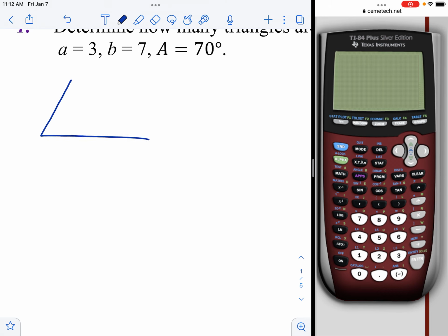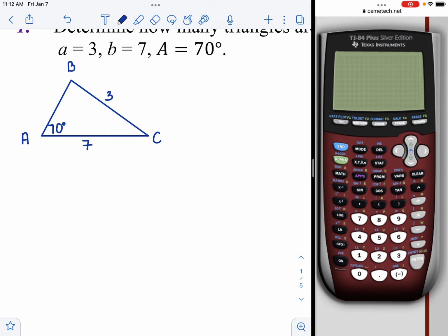sides and an angle. So I'm going to start by drawing a triangle, and you can see that we're always using A, B, C unless otherwise stated. So my angles, angle A, B, and C. Side A is 3, so across from angle A, I'm going to put 3. Side B is 7, so across from angle B, I'll put a 7. And angle A is 70 degrees.